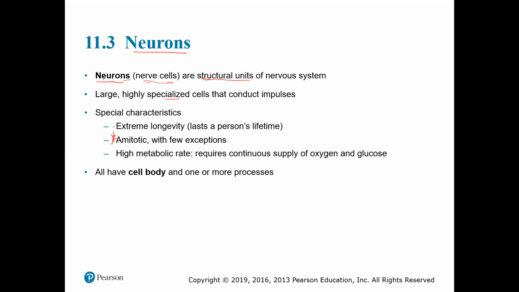So here's the special characteristics. Like I said, they don't undergo mitosis, most of them, except we do have research, and there are some parts of the brain that have some ability to divide and reproduce. So it lasts a person's lifetime. Once that brain is done growing, you're living with those brain cells. You just got to form new pathways.